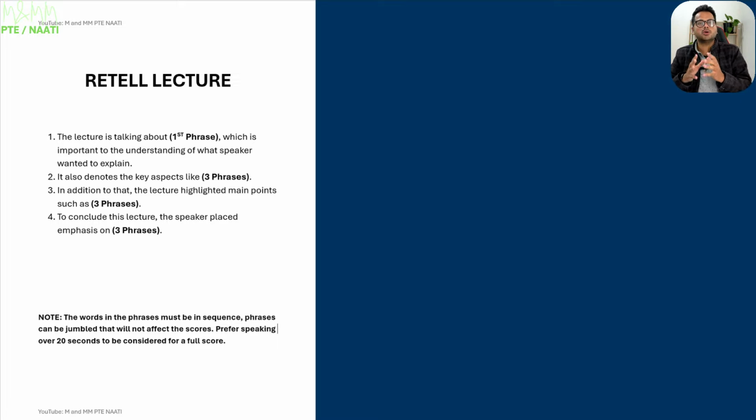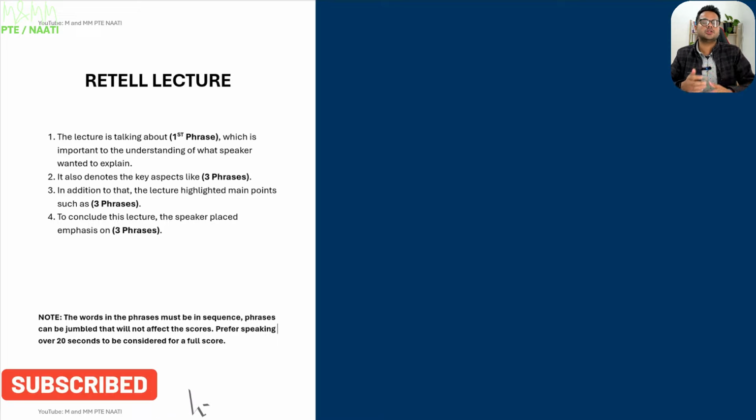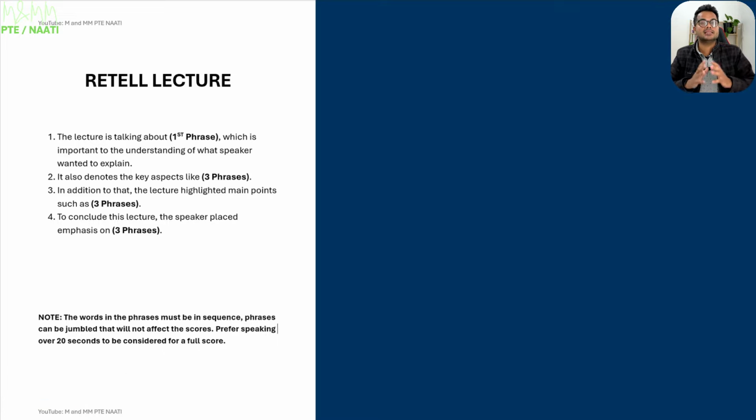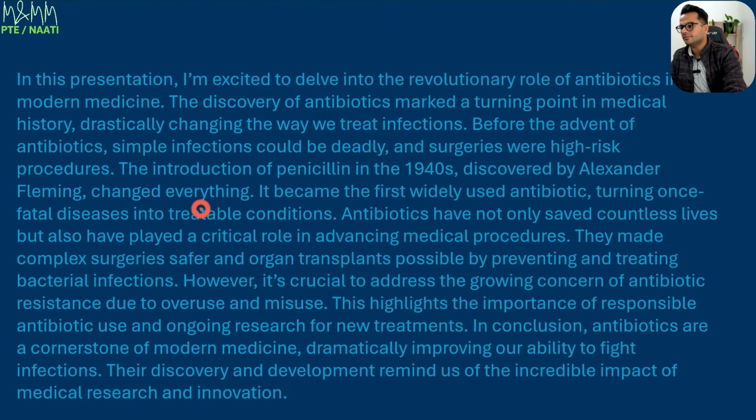So if the audio is 1 minute, you should be targeting 10 phrases. If the audio is less than 1 minute, you should be having at least 7 or 8 phrases. And same goes if the audio is more than 1 minute, then you should definitely be having more than 10 phrases. But 10 phrases in 1 minute is the ideal number of phrases, ideal amount of content that you need to score a perfect 90. Let's have a look at an example.